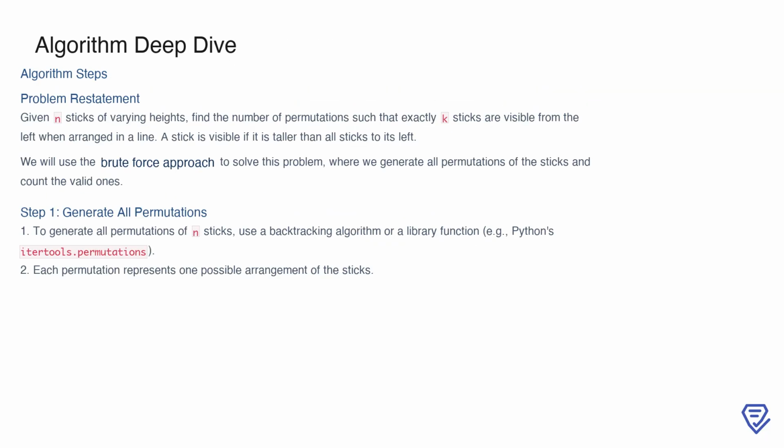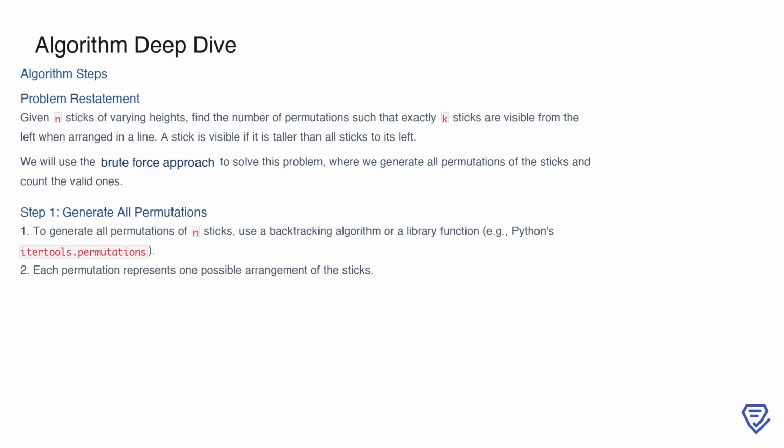To solve this problem, we start by understanding what it means for a stick to be visible. A stick is visible if it is taller than all the sticks to its left in the arrangement. The task is to determine how many permutations of n sticks result in exactly k visible sticks.